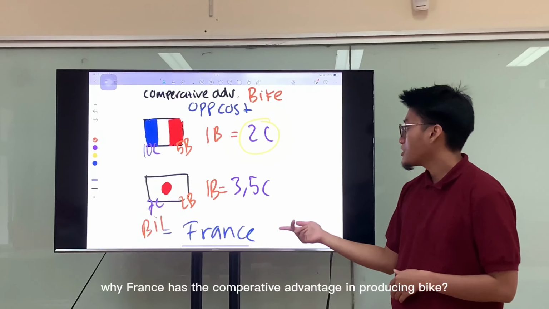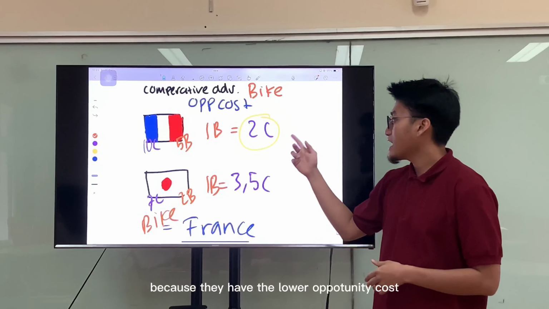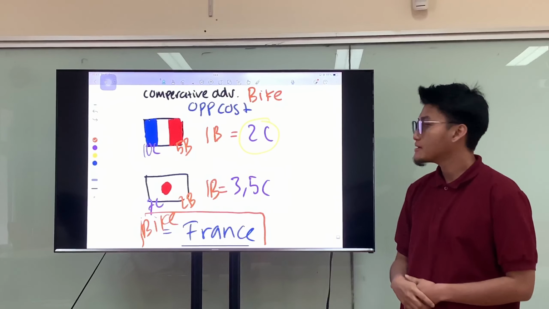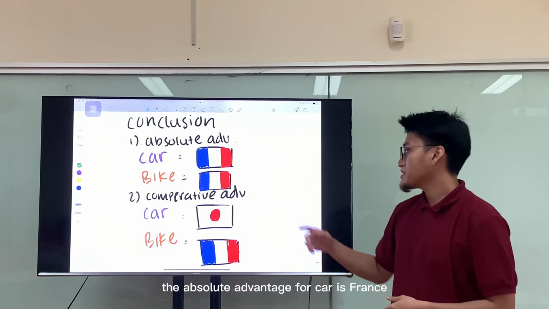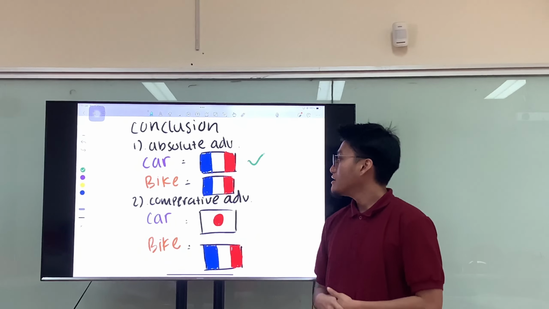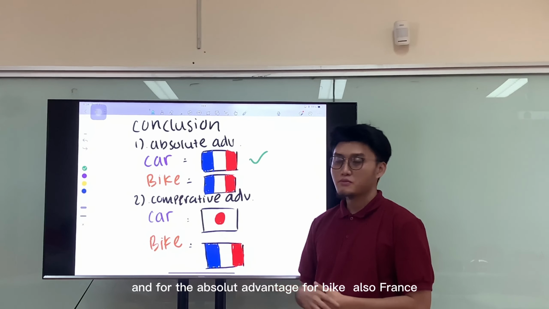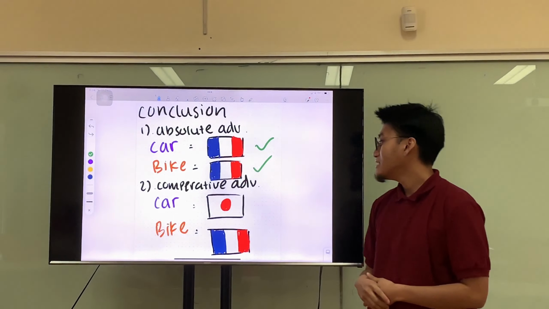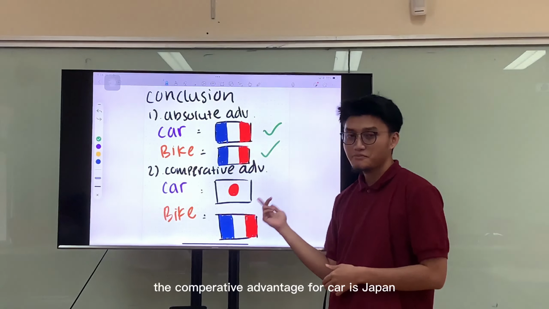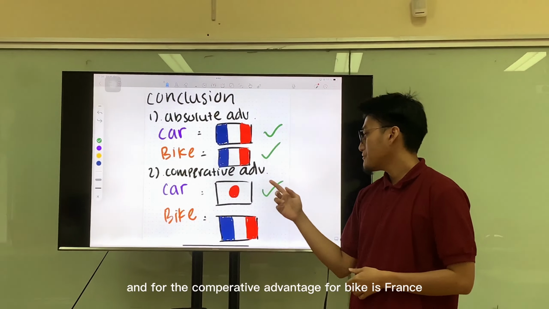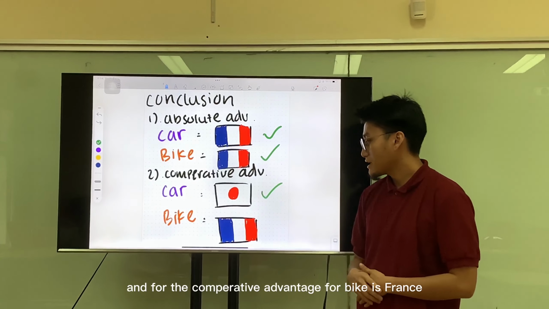Why does France have the comparative advantage in producing bikes? Because they have the lower opportunity cost. So in conclusion, the absolute advantage for car is France, and the absolute advantage for bike is also France. And for the second question, the comparative advantage for car is Japan, and the comparative advantage for bike is France.